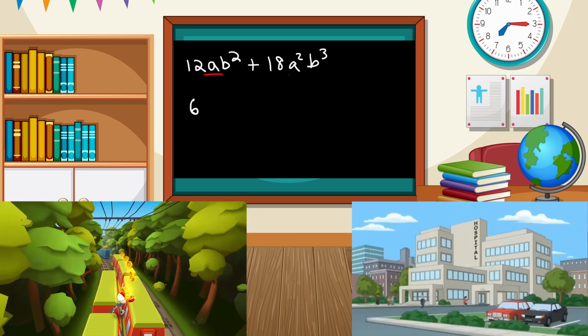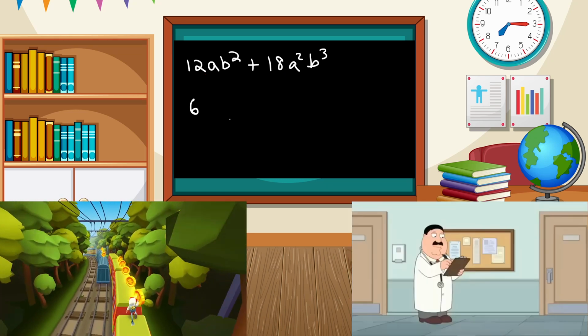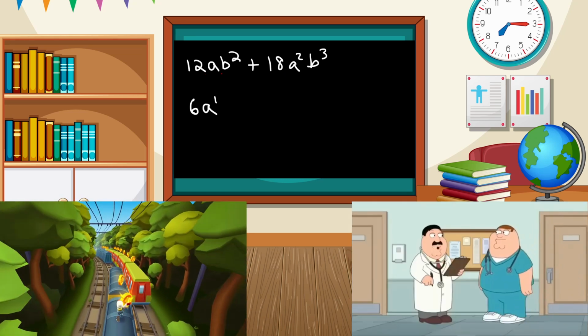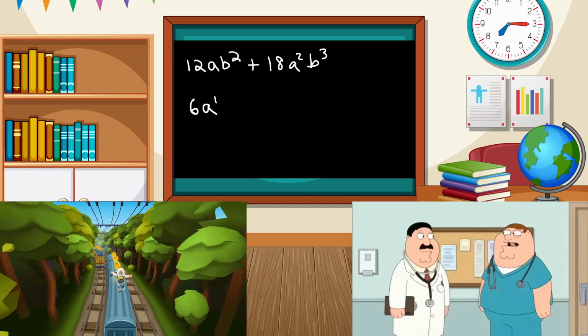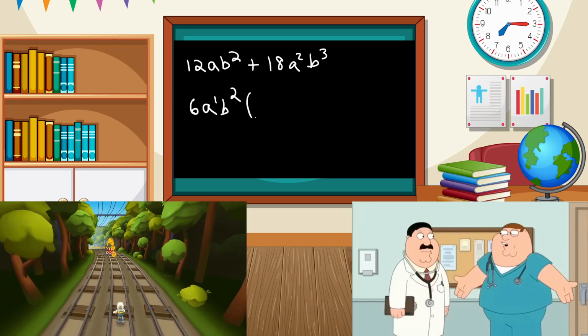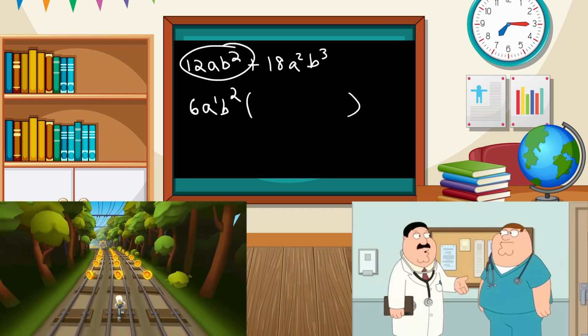Now here we have one a variable, here we have 2. So the GCF will contain the least amount of a variables, which will be 1. Here we have 2 b variables, and here we have 3, so the least amount is 2. So the GCF will contain 2 b variables. So now let's divide. Let's take this term and divide it by that term.